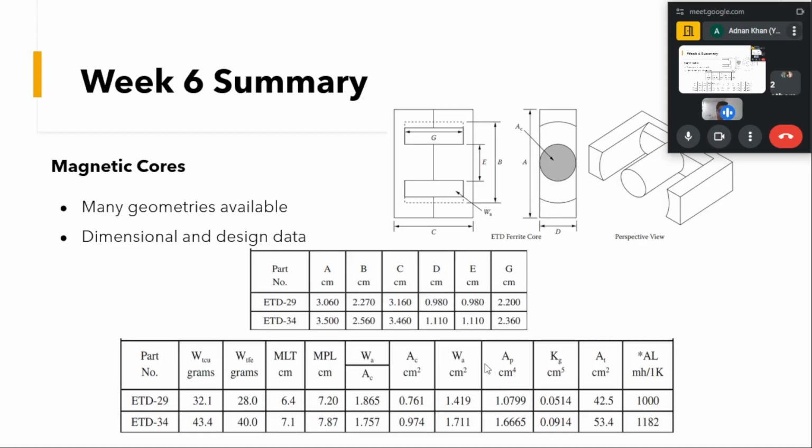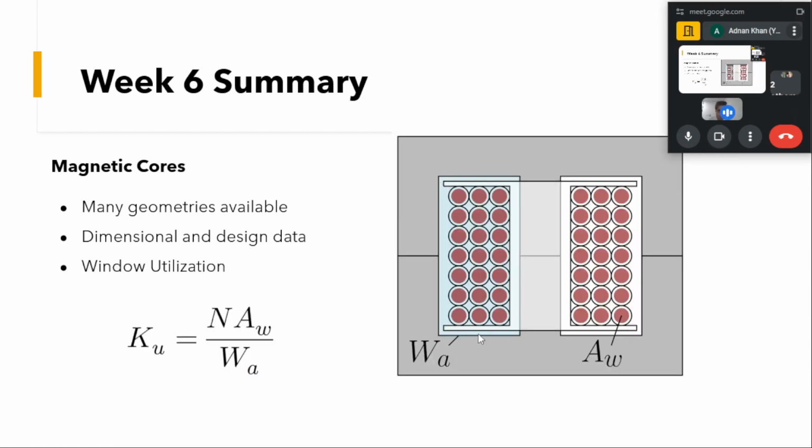It will be provided in the data sheet, or you can calculate it if you know the length and the width of the window area. If we take a ratio of that, we get the window utilization factor. Usually this utilization factor is between 0.4 and 0.6. A window utilization factor of 0.4 means that 40% of the window is being utilized.